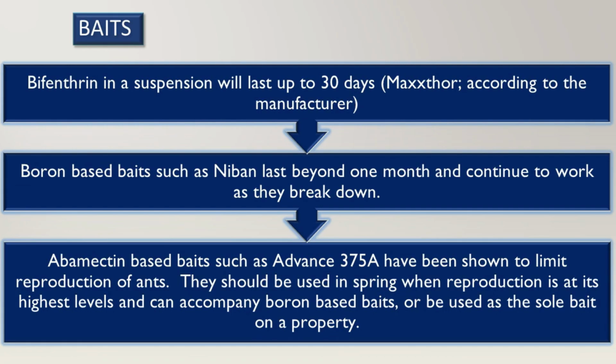Baits. Bifenthrin in a suspension will last up to 30 days, Max Thor, according to the manufacturer. Boron-based baits such as Niban last beyond 1 month and continue to work as they break down. Abamectin-based baits such as Advance 375A have been shown to limit reproduction of ants. They should be used in spring when reproduction is at its highest levels and can accompany boron-based baits or be used as a sole bait on a property.